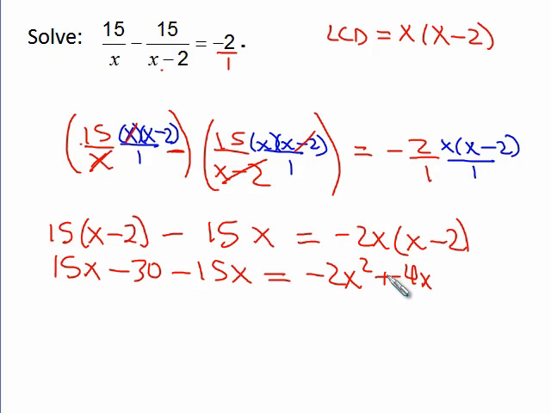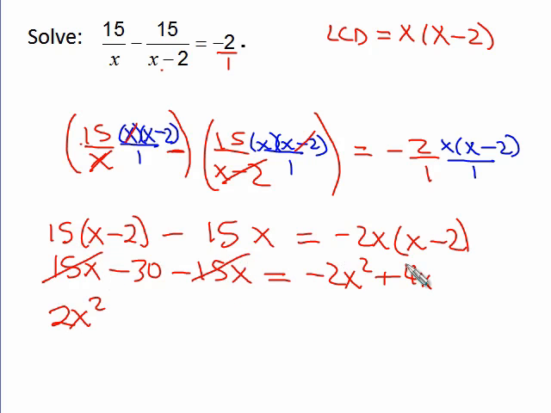So I want all my terms on one side and 0 on the other. And since my leading term is negative, I'll go ahead and move it to this side by adding a 2x squared to both sides. So I'll start with that. So it becomes 2x squared. And then if you notice, 15x and negative 15x will cancel.